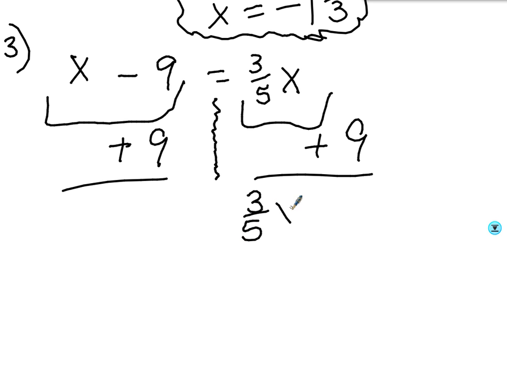All right, here we go. 3/5 x plus 9 equals. Only thing left on this side is x, because negative 9 plus positive 9 would be 0. So it cancels out. Why am I adding 9? I am adding 9 because I need to get rid of the 9 negatives. And in order to get rid of negativity, you got to add some positivity to it.